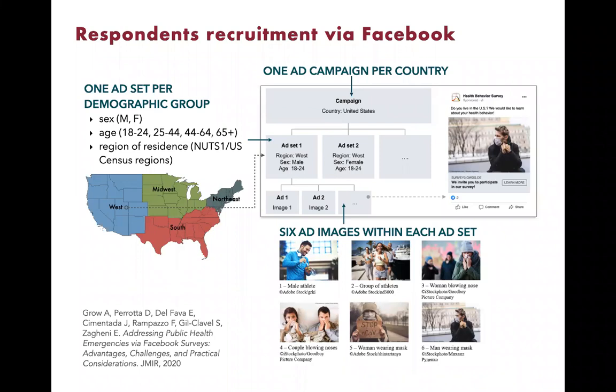And lastly, for each ad set, we created 6 different advertisements with the same content and structure, but with 6 different images in order to diversify the sample of respondents. So we had, for example, images more related to COVID-19 or influenza-like illness, or more neutral, showing some healthy behaviors in terms of food or physical activity.